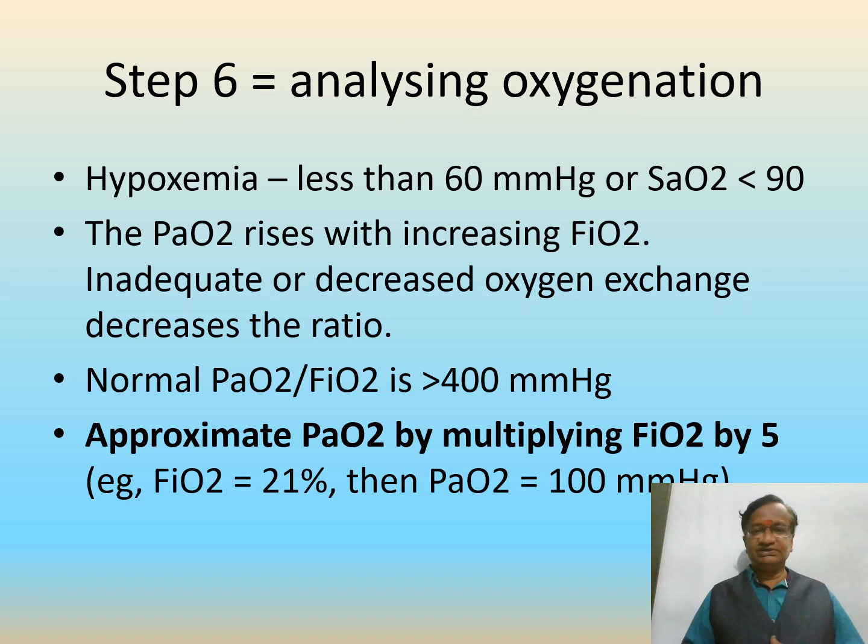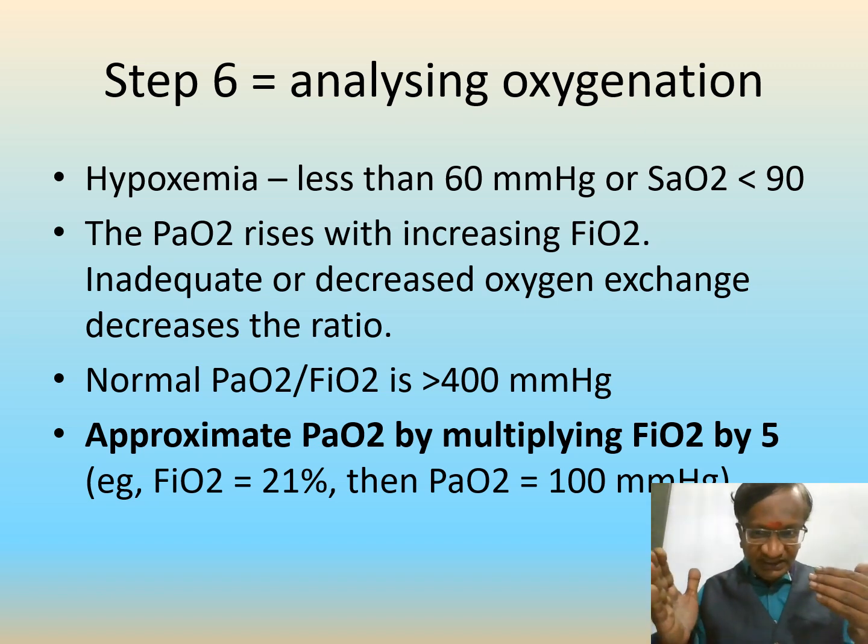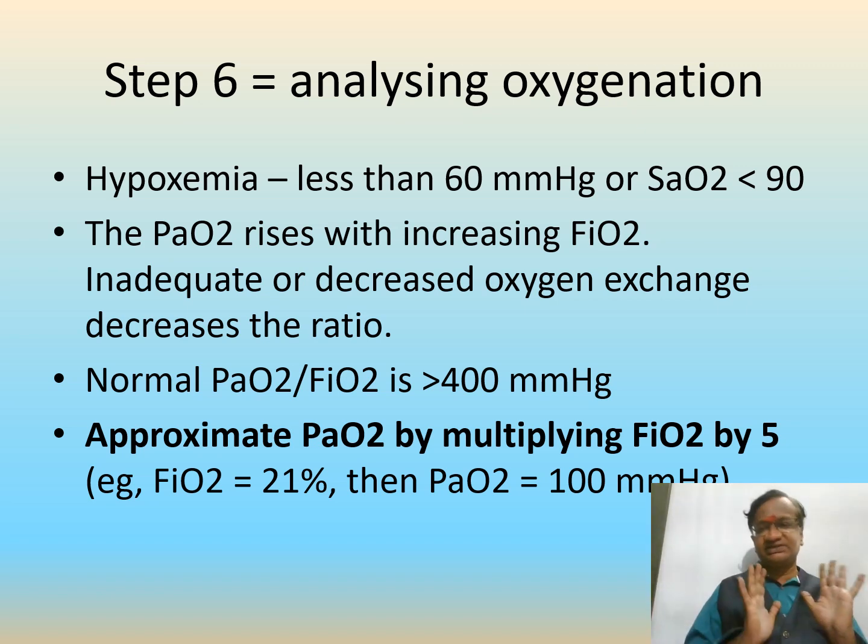It is confusing, so simply multiply FiO2 by 5. FiO2 is 40%, 40 into 5, how much is it? 200. This 200 is the normal PaO2. Normal FiO2 is 21, multiply by 5, 100. If that is not there, then it is hypoxia.